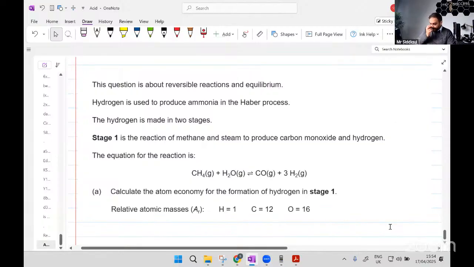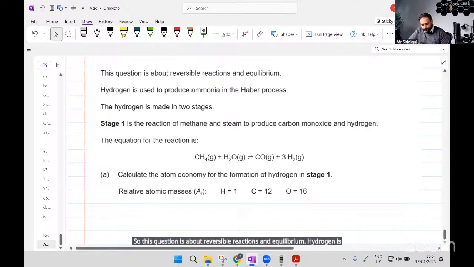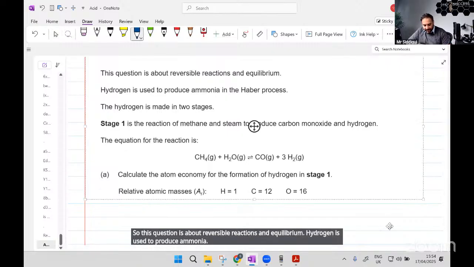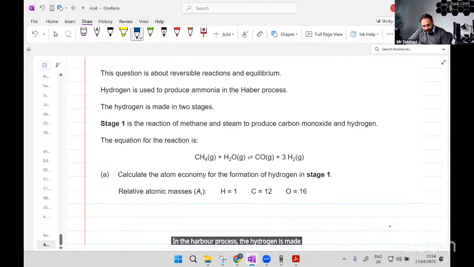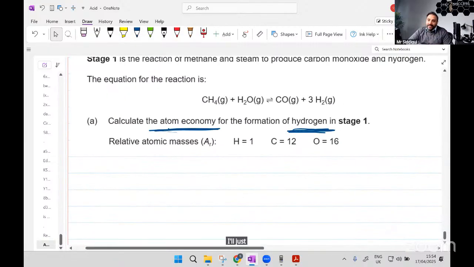So this question is about reversible reactions and equilibrium. Hydrogen is used to produce ammonia. In the Haber process, the hydrogen is made in 2 stages. Right, calculate the atom economy for the formation of hydrogen in this stage. I'll just tell you how you do it.